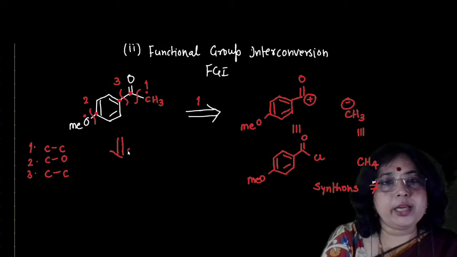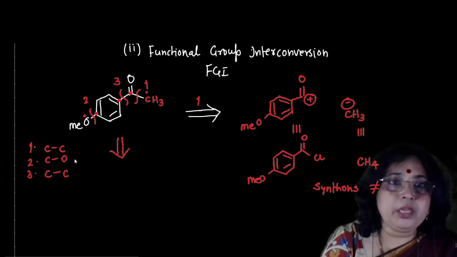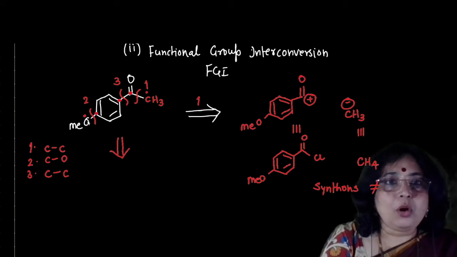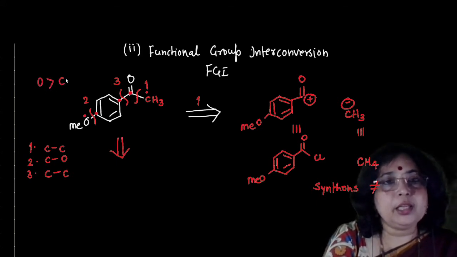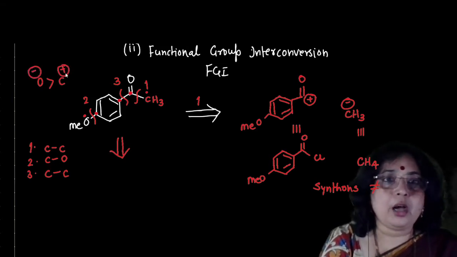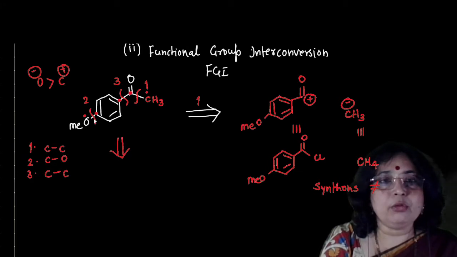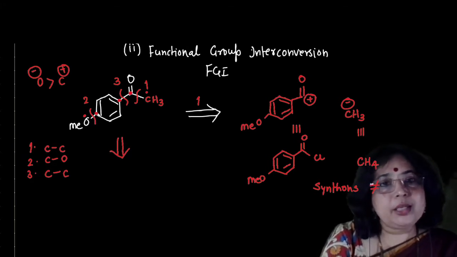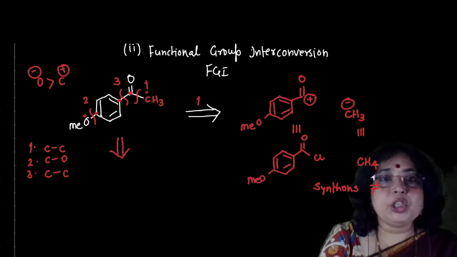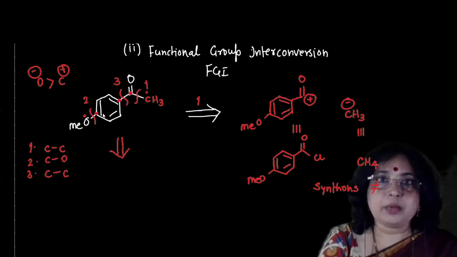Now in the second approach, when we consider the CO disconnection, oxygen is more electronegative than carbon. So the negative charge will stay at the oxygen and the positive charge will stay at the carbon. So when we put a cut over here, or disconnect this fragment, the positive charge will develop on the aromatic ring, which is not a really good intermediate, because putting a positive charge on the aromatic ring gives a highly unstable intermediate.